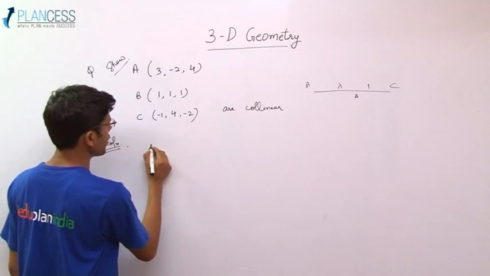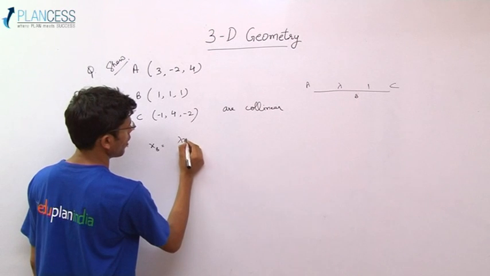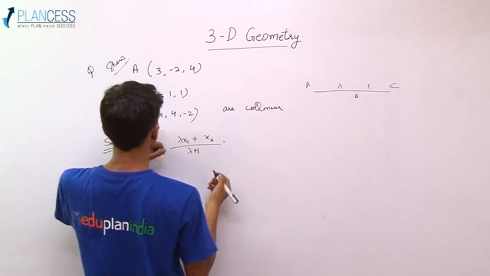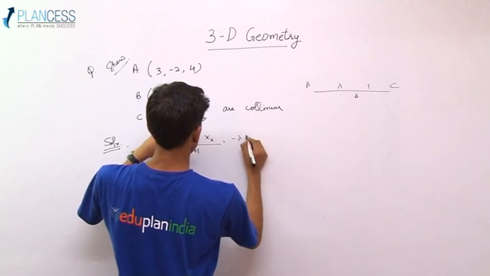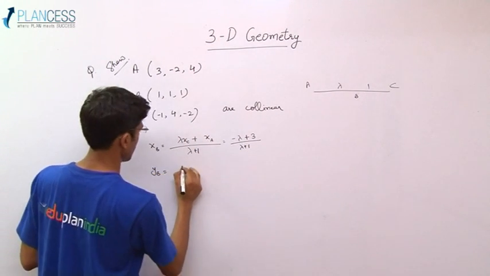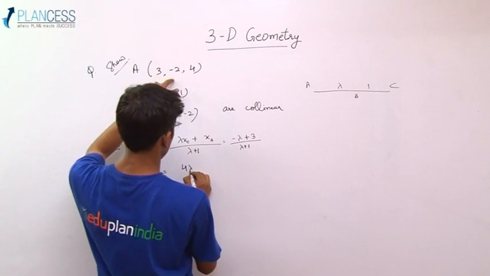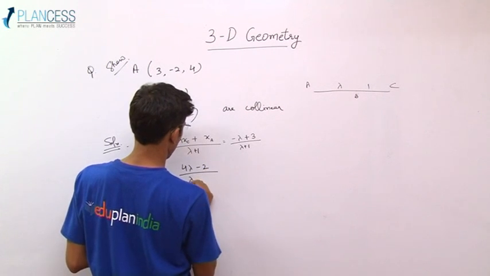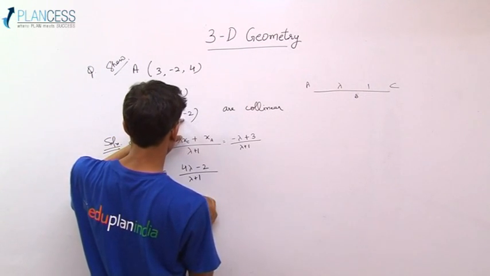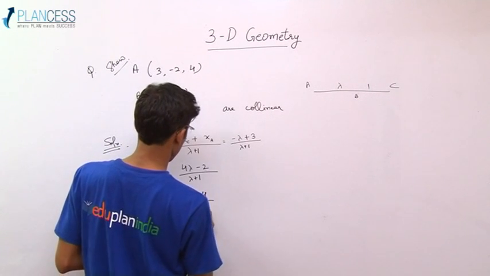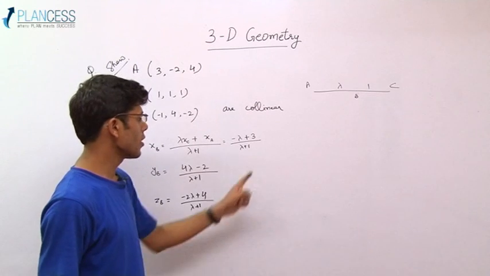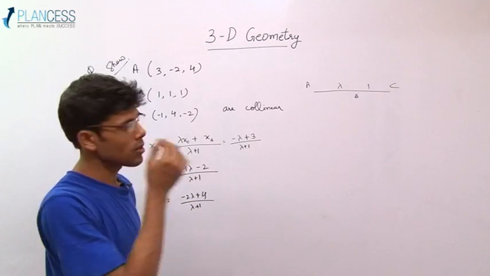So the coordinates of B will be: xb will be (lambda xc plus xa) upon (lambda plus 1), which will be equal to (minus lambda plus xa) upon (lambda plus 1). Similarly, yb will be (lambda yc plus ya) upon (lambda plus 1), and zb will be (lambda zc plus za) upon (lambda plus 1). So if we can find a particular value of lambda such that (1, 1, 1) satisfies all these 3 equations, we can show that B lies on the line joining A and C.